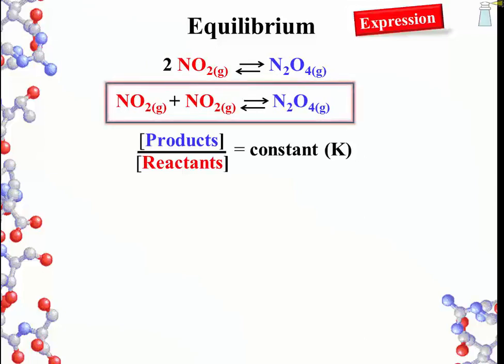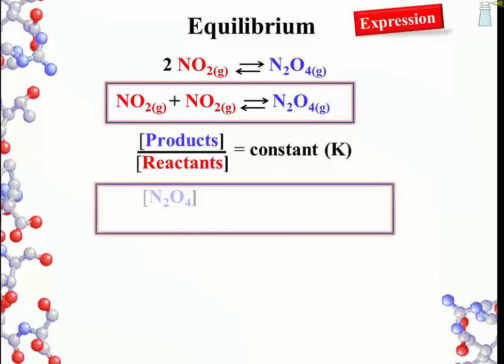Using this revision of the equation, we can construct its equilibrium expression. No concentrations are given, so we will use the symbol of the compound to hold the place of the concentration. Begin with the concentration of the products. There's only one product compound. Write out N2O4 using concentration brackets, square brackets. That's the numerator of the ratio.